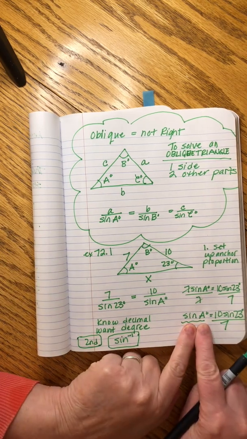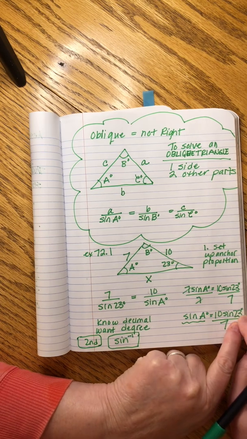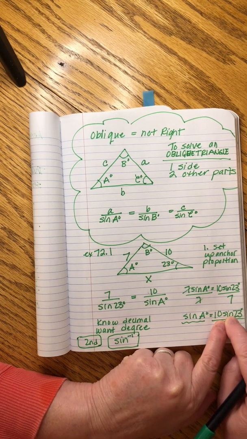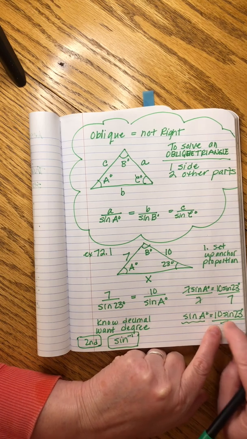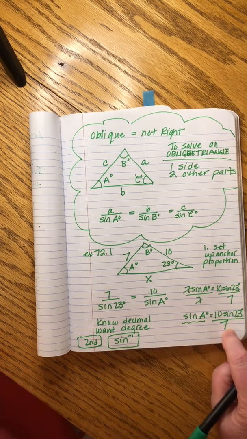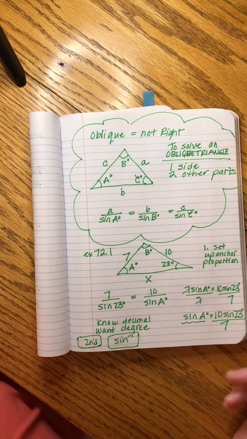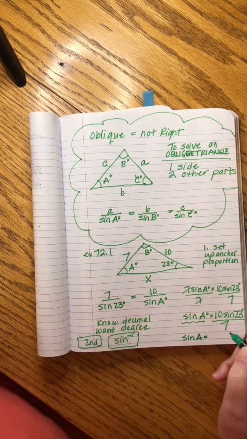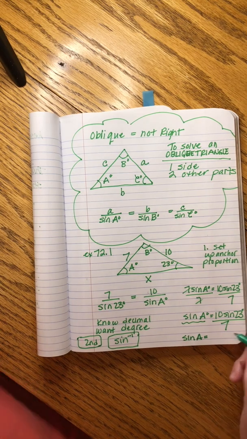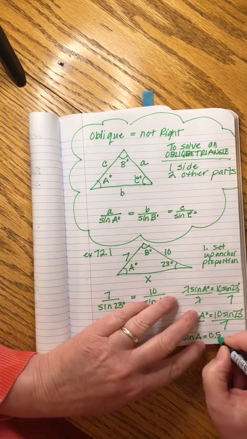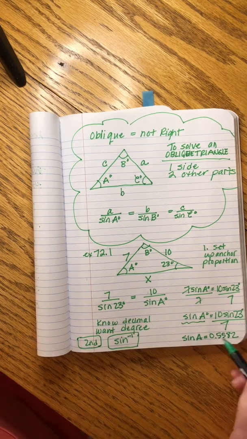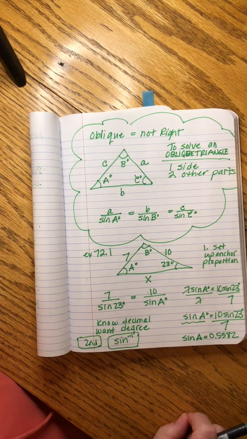So now you grab your calculator, you put in 23, you hit the regular sine button, that gives you a decimal number, you multiply it by 10, you divide it by 7, and what you will get is sine of A equals, you should get 0.5582. Okay, so that's just simplifying this part.